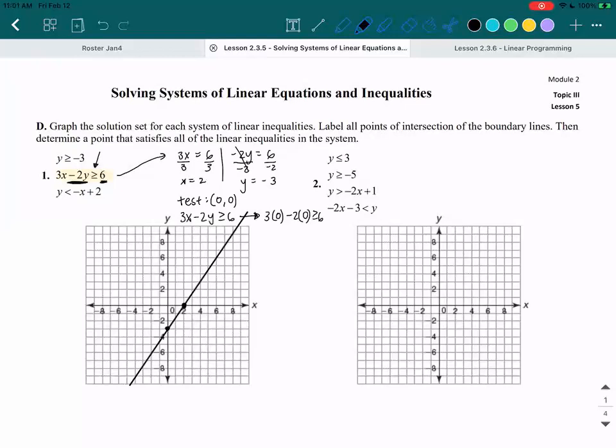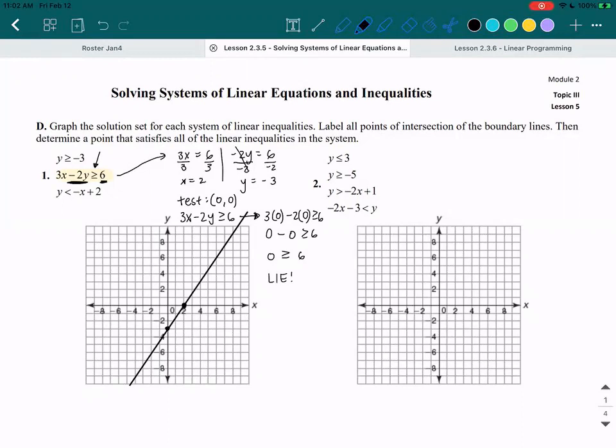Let's see if this is true. 3 times 0 is 0, and then 2 times 0 is also 0. And then 0 minus 0 is still 0. Do you see how when you plug in 0, 0, it's easier than if you had to actually multiply numbers? 0, 0 is just the easiest point to test out. So in the end, when we simplified, we got 0 is greater than or equal to 6. This is a lie, because 0 is not greater than or equal to 6. 0 is much less than 6.